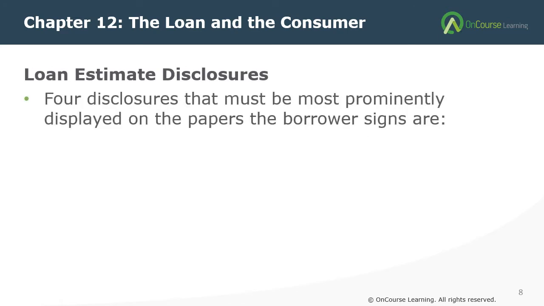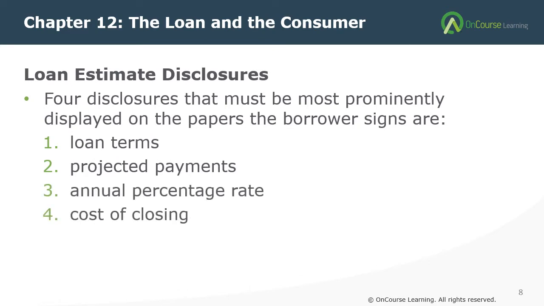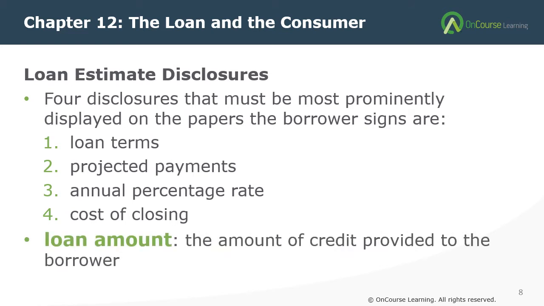Four disclosures that must be prominently displayed on the papers the borrower signs are: What are the loan terms? The interest rate in terms of the APR, the maturity, and when the payments are scheduled to be made. The projected payments: how much will those monthly payments be? Of course, the APR, and what is the cost of closing the loan? The loan amount is the amount of credit provided.